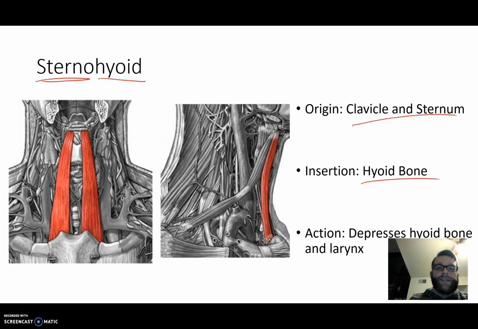So it's going to only run from this part here, the origin, the sternum and part of the clavicle, a little bit here, and then it's going to insert up here on the hyoid bone. So again, under your jaw, you can see it here. The action that it does is it depresses the hyoid bone and larynx. So it helps bring it down when you guys are speaking.